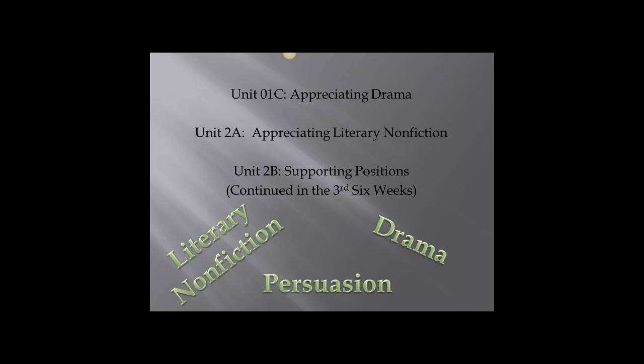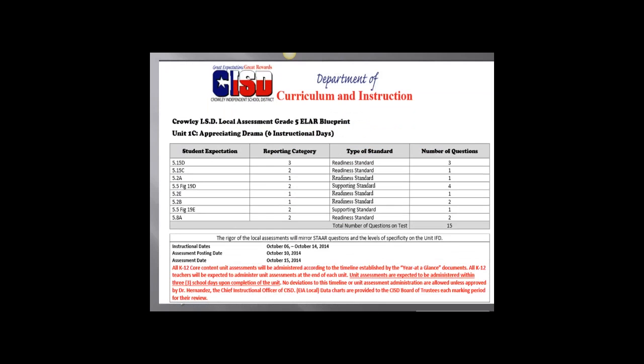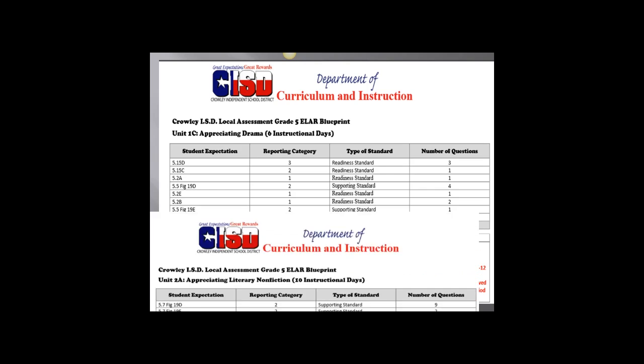For the second 6 weeks, there will be 2 assessments, Unit 1C, Appreciating Drama, and Unit 2A, Appreciating Literary Nonfiction. You will begin Unit 2B, but it'll be continued in the third 6 weeks. Unit 1C, Assessment Blueprint. The instructional days are October 6th through October 14th. The assessment will be posted on October 10th, and the assessment should be administered by October 15th.